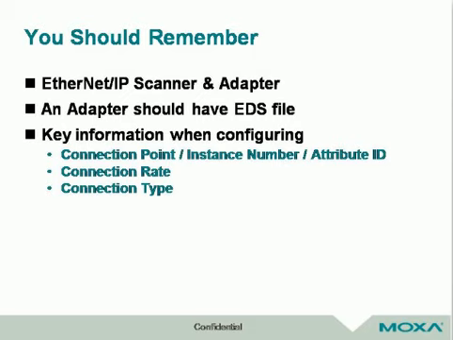And there are 3 key points. The devices on an EtherNetIP network are EtherNetIP scanners and adapters. The scanner is who consumes the data, and the adapter produces data. For each adapter, it should have an EDS file for the scanner to import to recognize the device. When configuring, there are 3 things you may have to do: the connection point, connection rate, and the connection type.